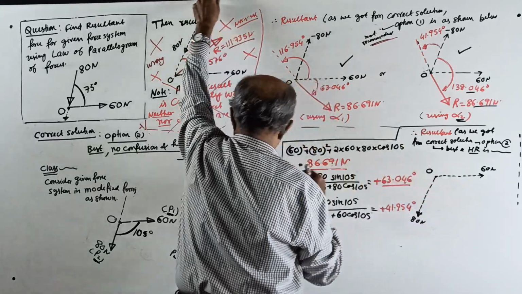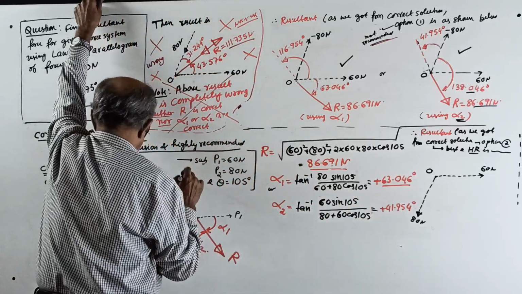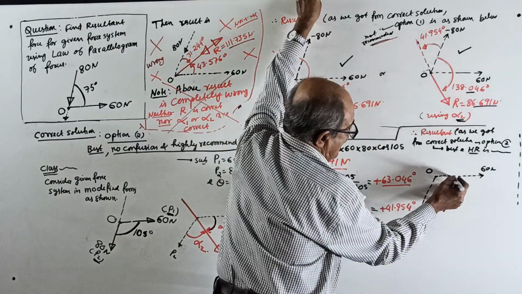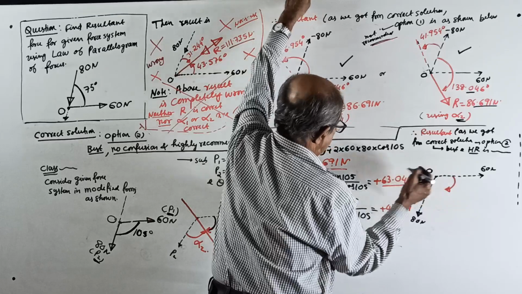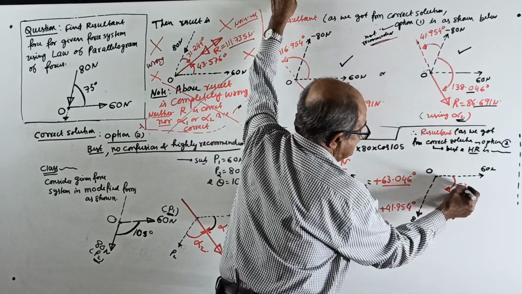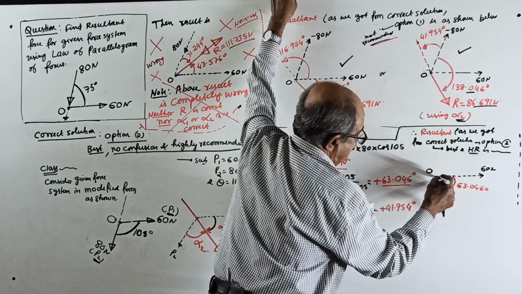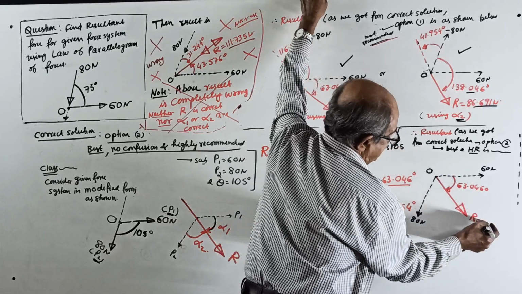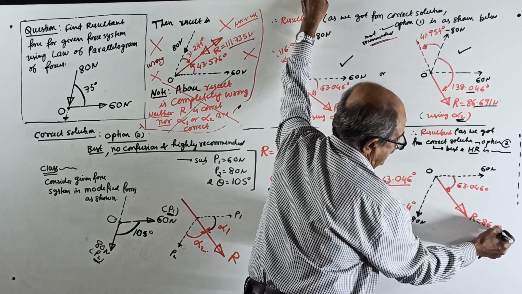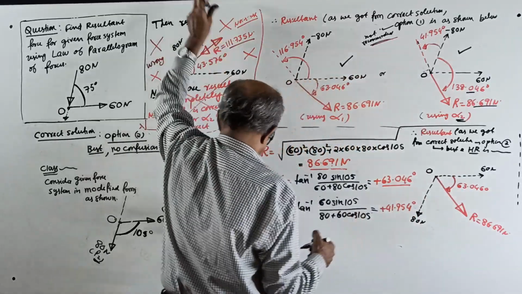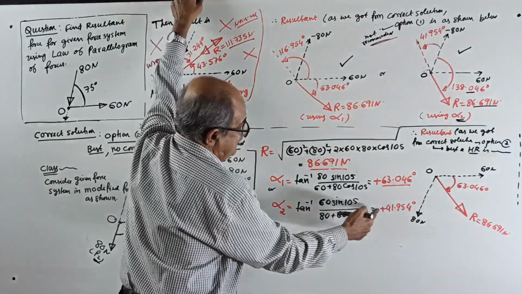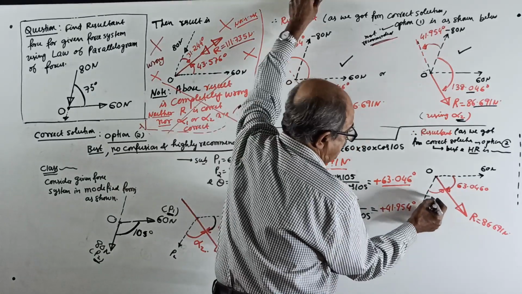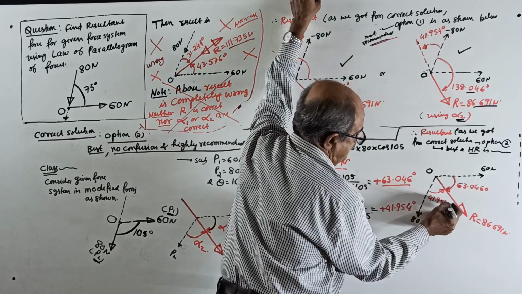You can make it out later. I considered angle alpha 1 from P1 this way. Yes, positive came, correct. That way, the angle is how much? 63.046 degrees. That's how the resultant is going. Resultant equals 86.691 Newton. Or I considered alpha 2 like this. That also is positive, correct. This angle, if you want, is 41.954 degrees.